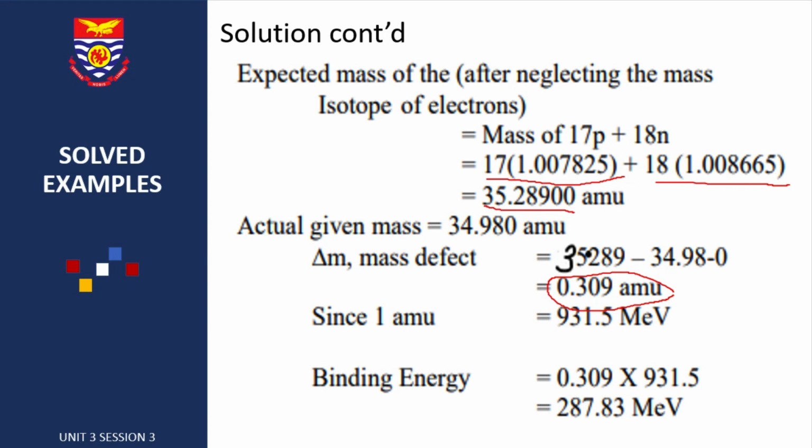If 1 amu is equivalent to 931.5 mega electron volts, then 0.309 will be equivalent to what mega electron volts. And when you simplify, you get 0.309 multiplying 931.5, and that will give you 287.83 mega electron volts. And this is the binding energy.